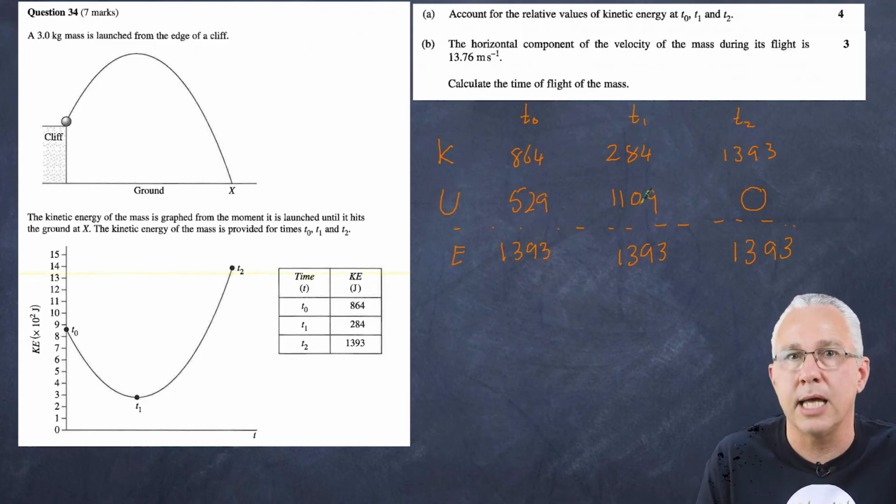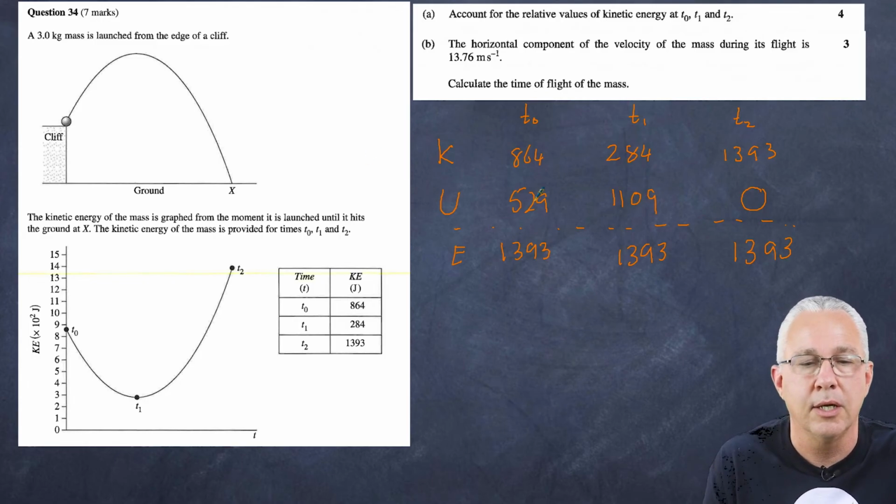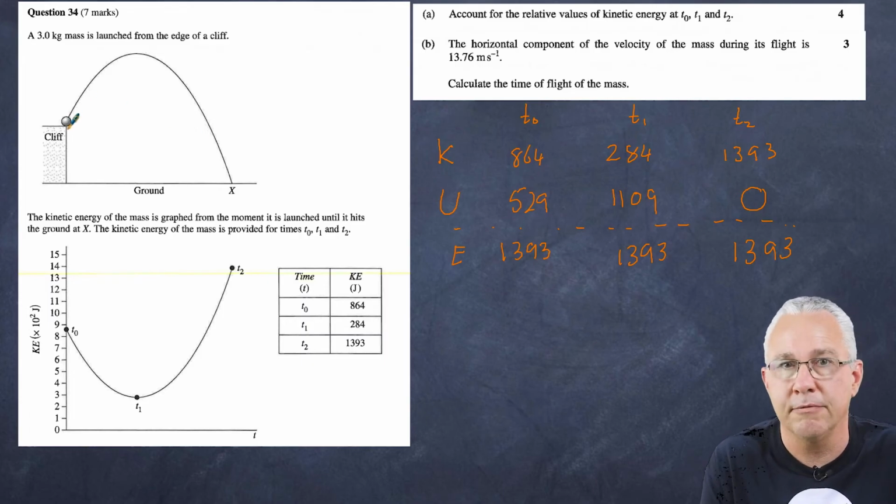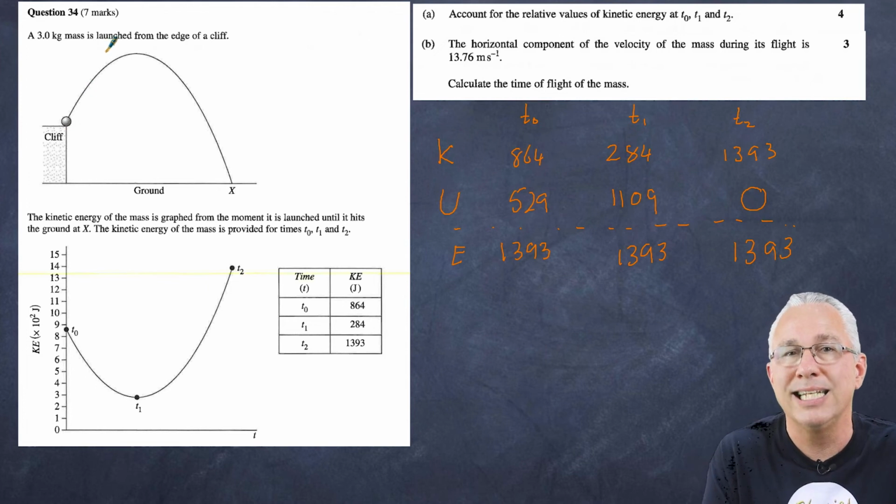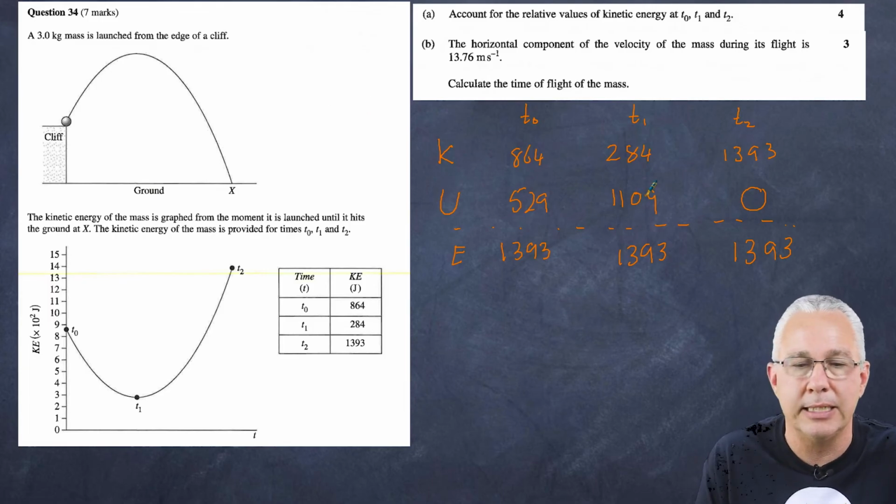But now let's account for what's going on. Well, the object is on a cliff, so it has both potential energy and kinetic energy. It's being launched up, so it gains in potential energy, which means it must result in a drop of kinetic energy. That's what we see at T1.